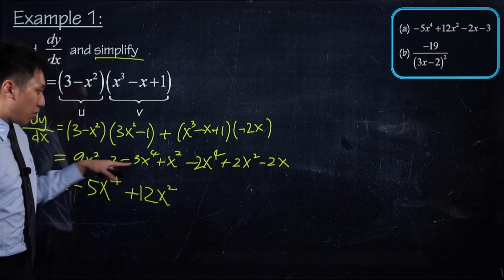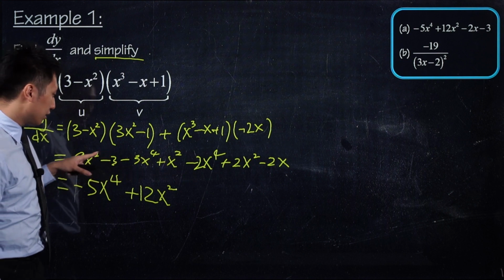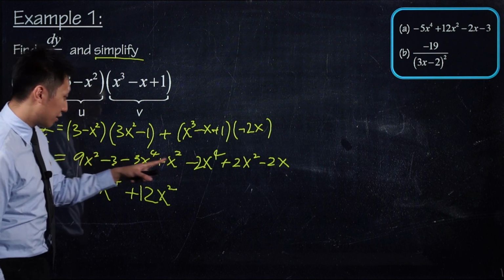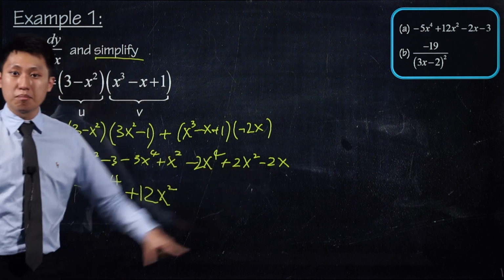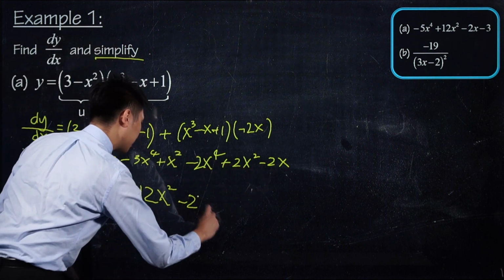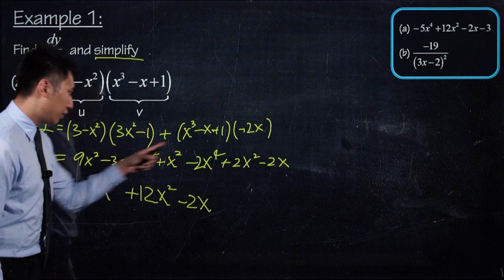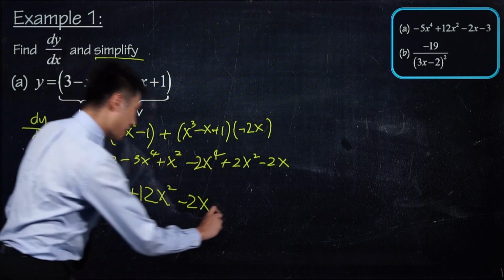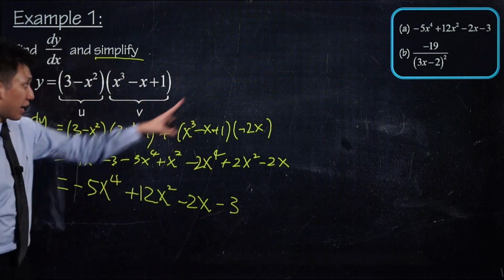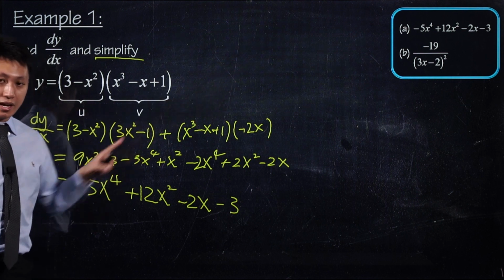The next is only power of x and the constant. For power of x, there's only this one, minus 2x. And the last one, only the constant term, minus 3. So I've been checking the answers, and it's consistent and correct.